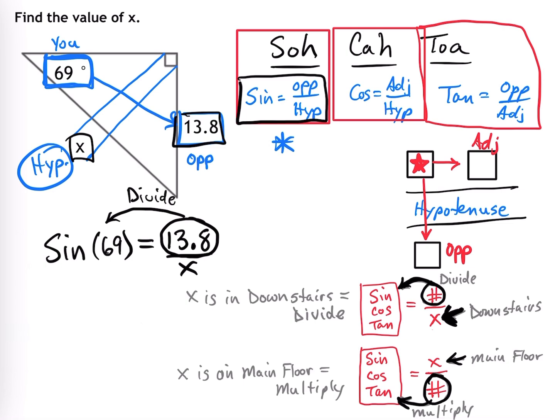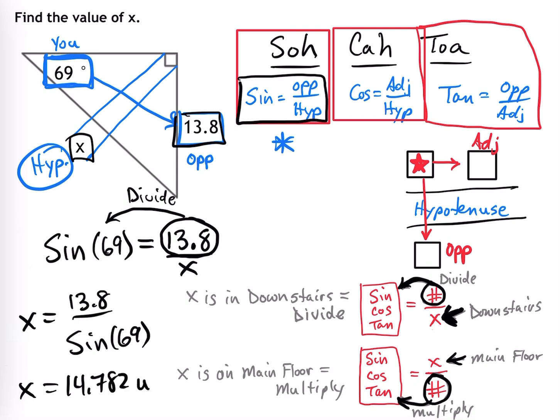So on your calculator, type in x equals 13.8 divided by the sine of 69. As you press those buttons on your calculator, the final answer comes out to be 14.782. So x equals 14.782 units.